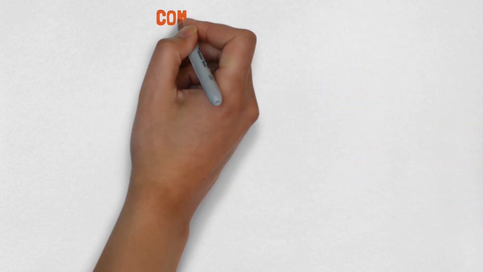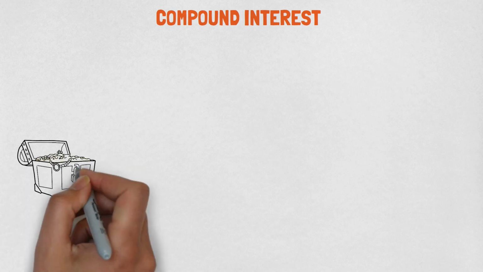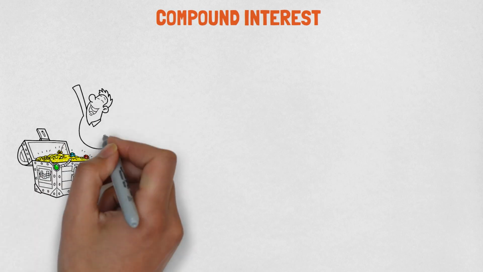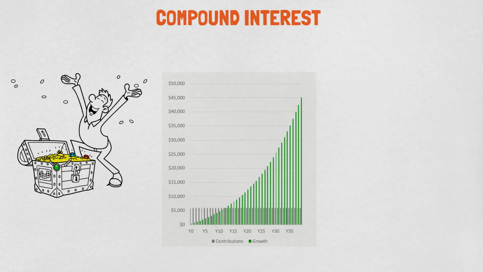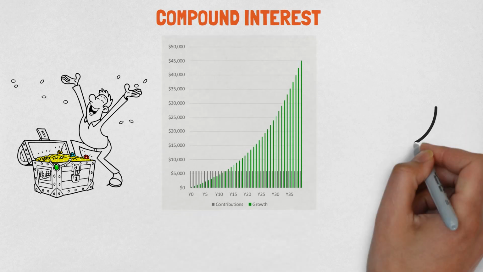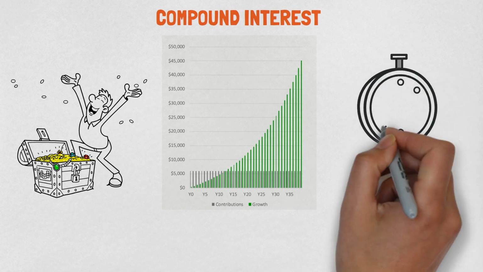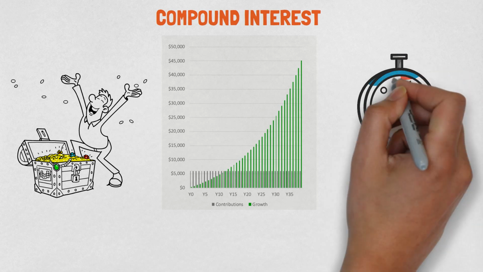Second on the list is compound interest. Compound interest is a powerful financial concept that can significantly impact your wealth. When you invest, your money grows exponentially, earning interest on the interest you've previously earned. This compounding effect makes it easier to build wealth over time.